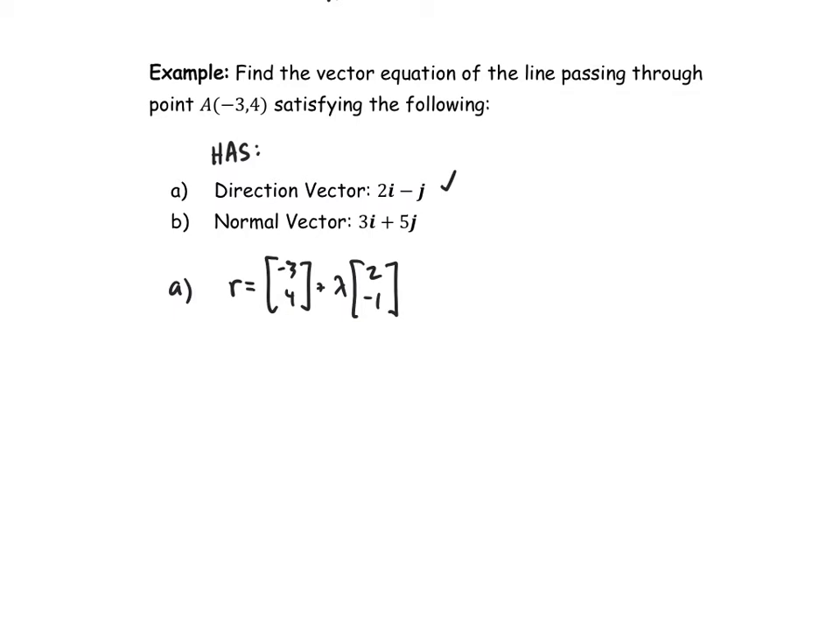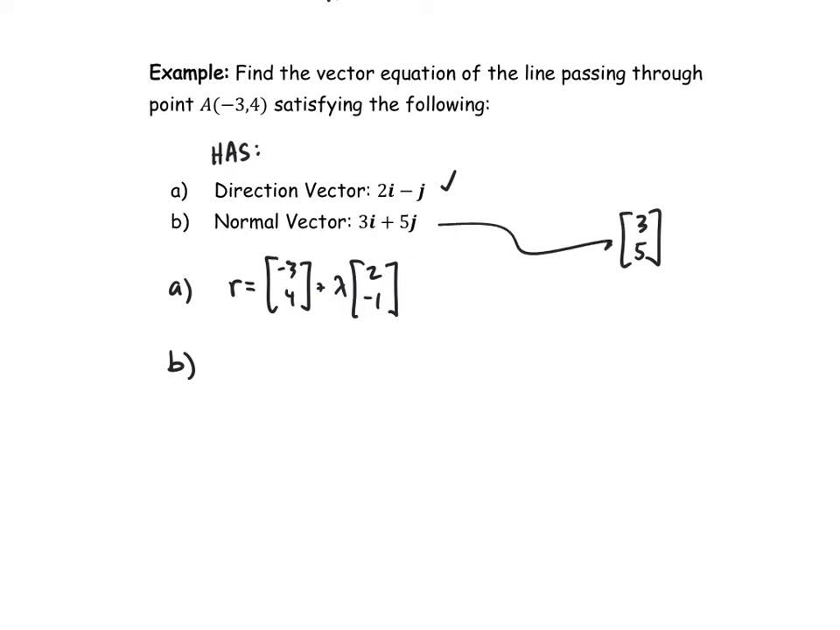Okay, part B. Part B is asking us to write the vector equation of a line that passes through negative 3, 4, and its normal vector is 3i plus 5j. So that means the vector I'm about to write out has a slope that's perpendicular to this direction vector.